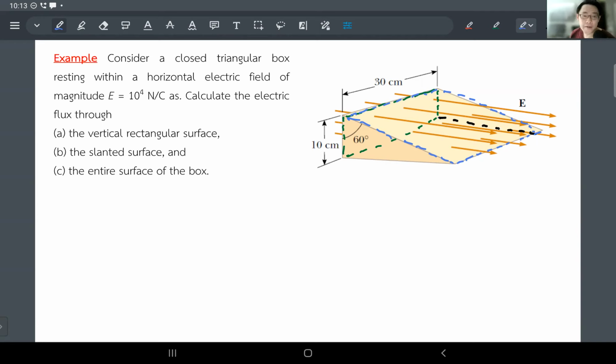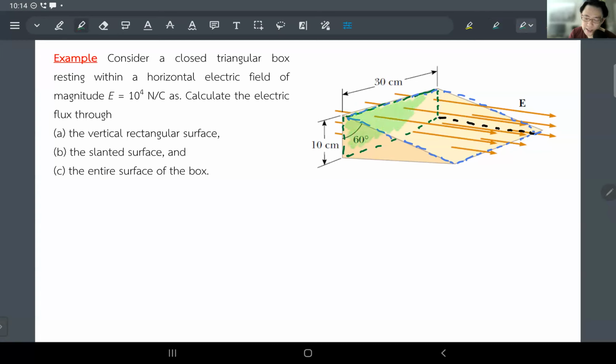Okay, guys, part A. Vertical rectangular surface. What is the flux through this surface, guys? What do you think? All right, this is going to be the easy one because we just saw from the previous exercise. Okay, if you look at the green surface, just to be a little bit clearer, I'm going to highlight it green over here.